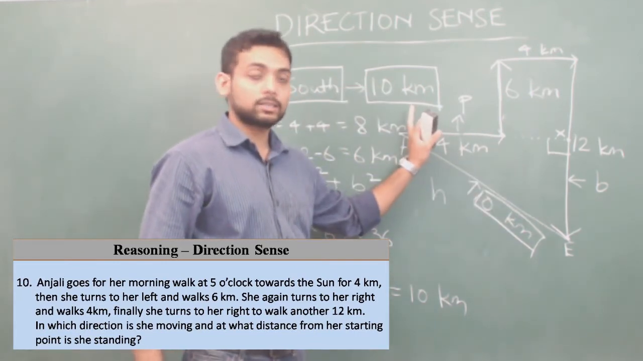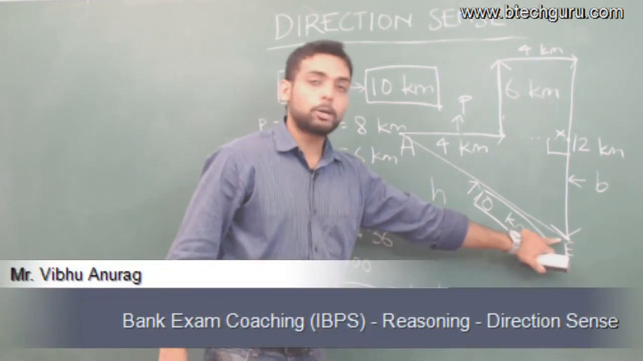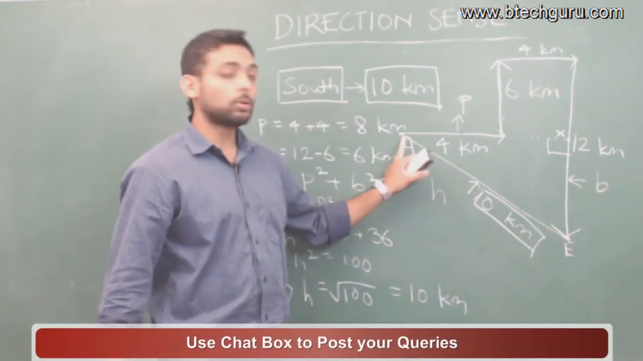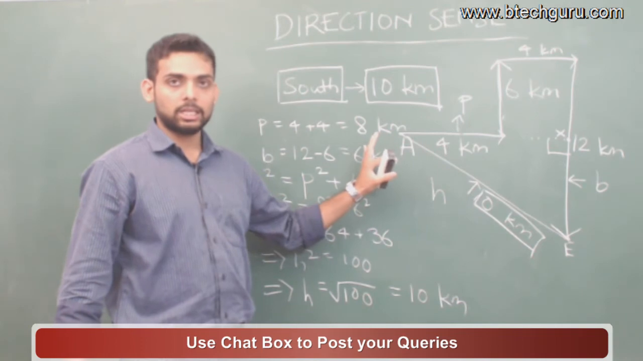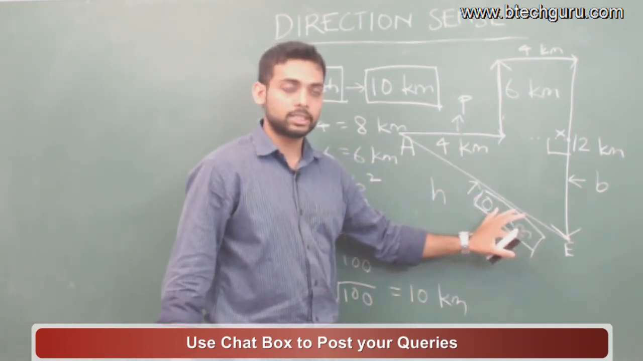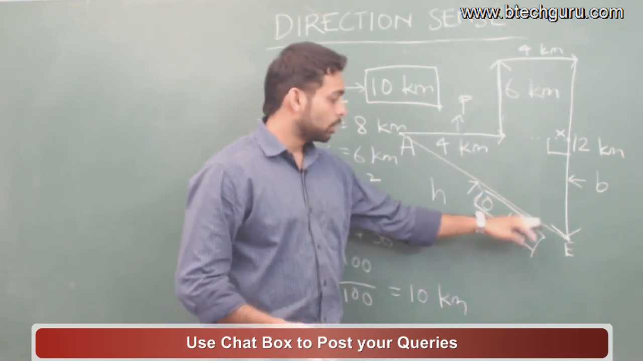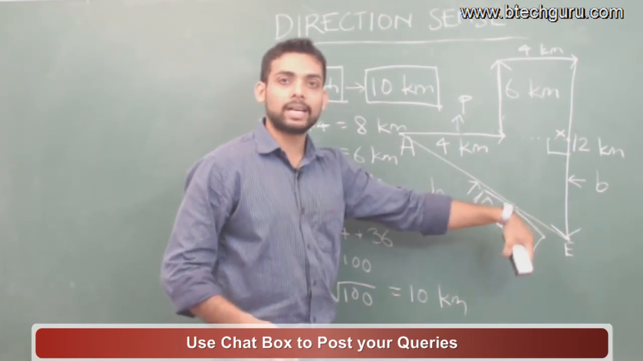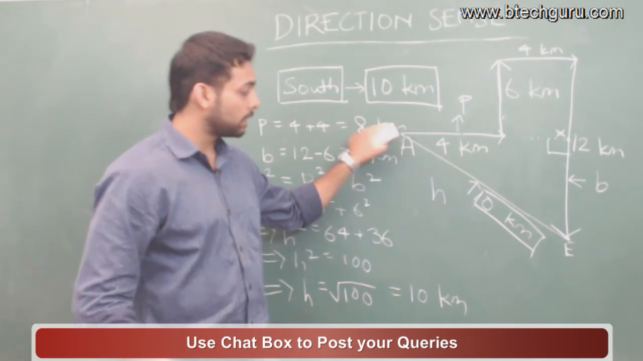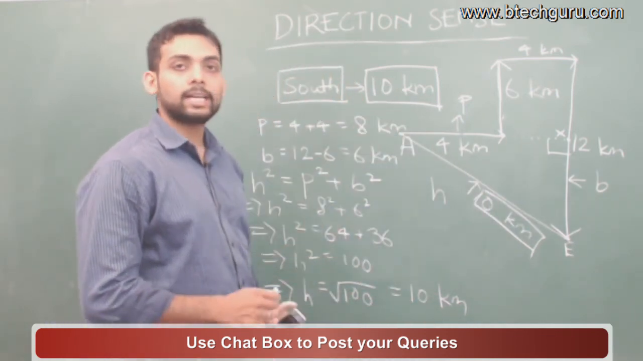Remember, I am not asked the relative position of her current point. Okay, I am not asked her current position with respect to her original position. That is not the question. If that was the question, I would have said southeast, but that is not the question. The question is, in which direction is she moving? So to answer that, she is moving in the south direction now, the absolute direction. And how far away is she from a starting point? I will use Pythagoras theorem to calculate my answer, which comes to 10 kilometers.